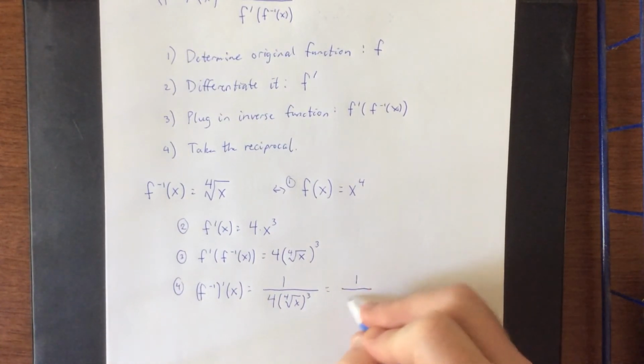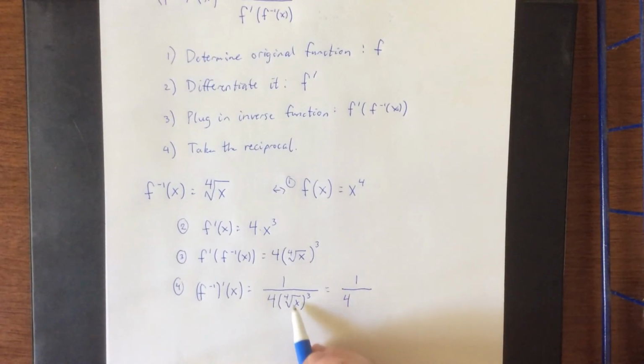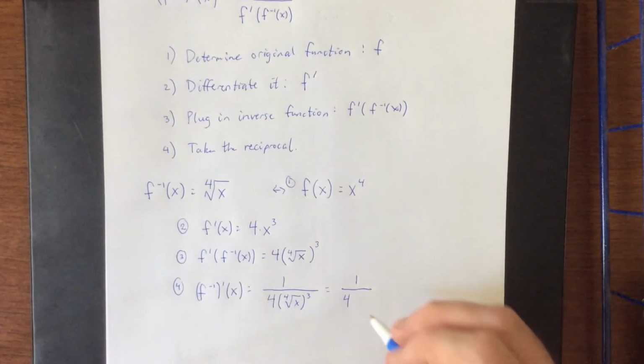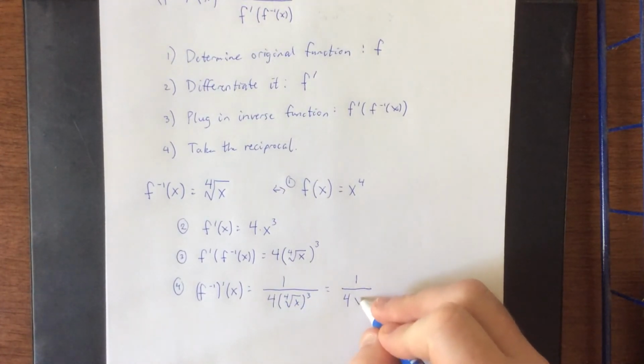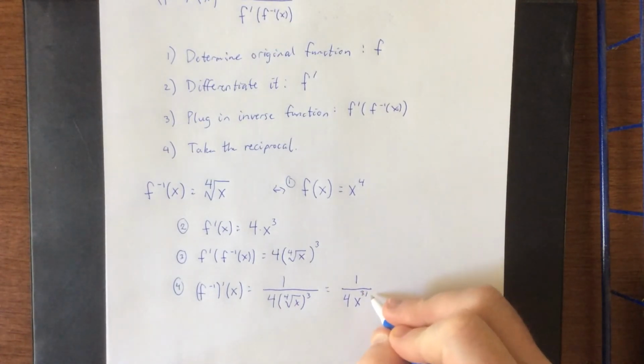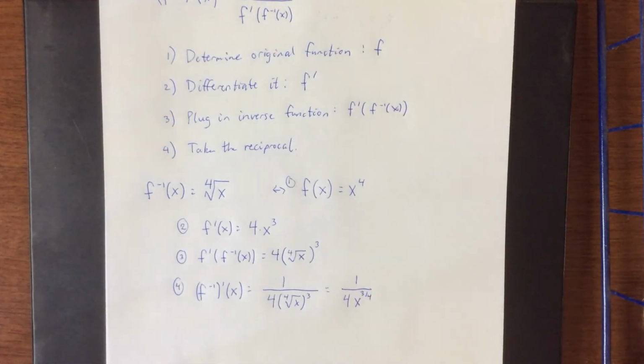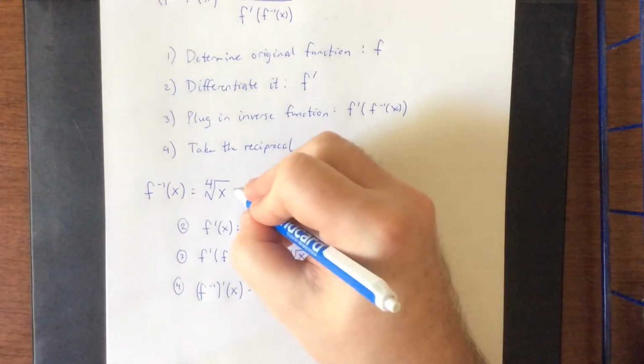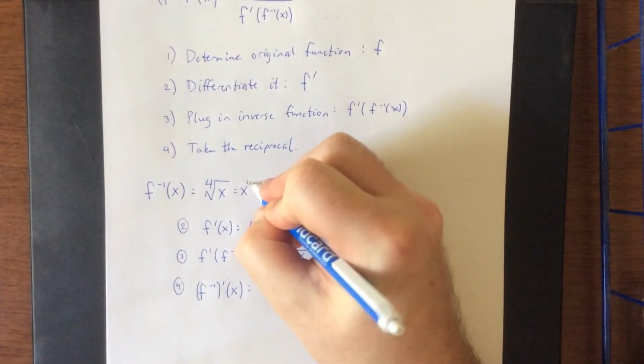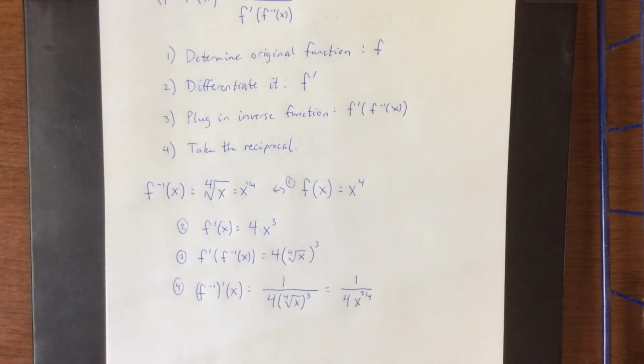Now, it should be pointed out, though, that if we were to express this fourth root of x as x to the 1/4 power, then we would be dealing with 1 over 4 times x raised to the 3/4 power. Whereas if we had taken a look at the original function and simply expressed it as x raised to the 1/4 power and then differentiated using that power rule, we would have arrived at the same result, 1/4 times x to the negative 3/4 power.